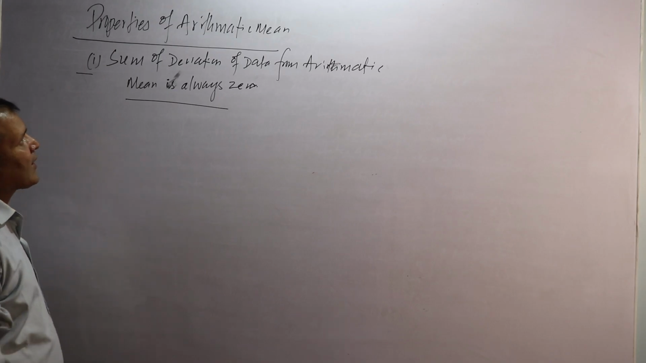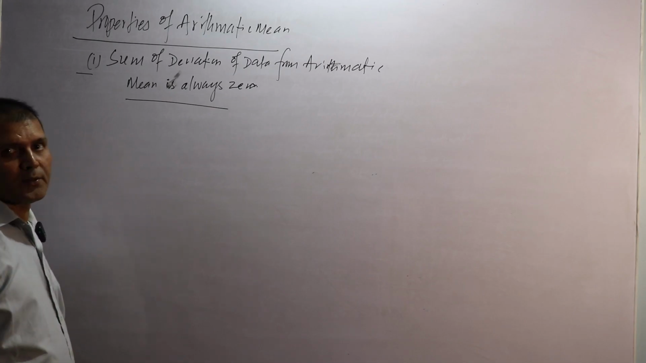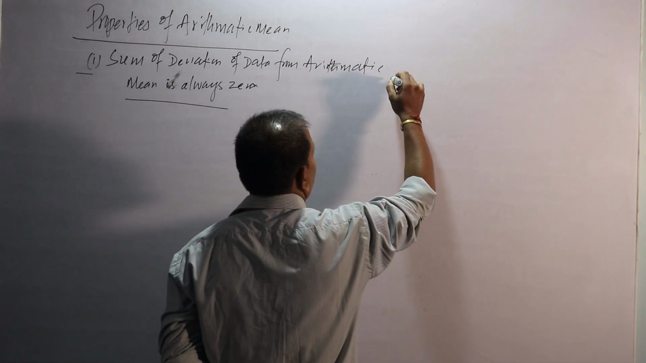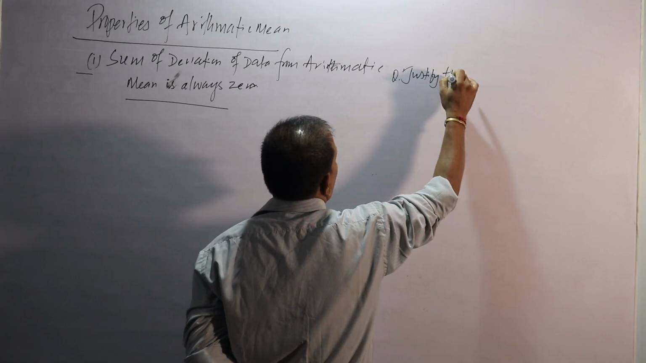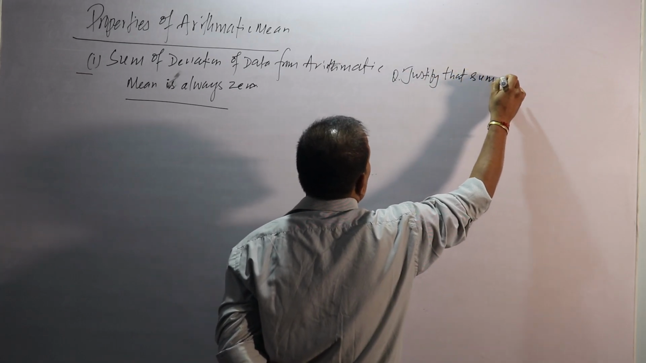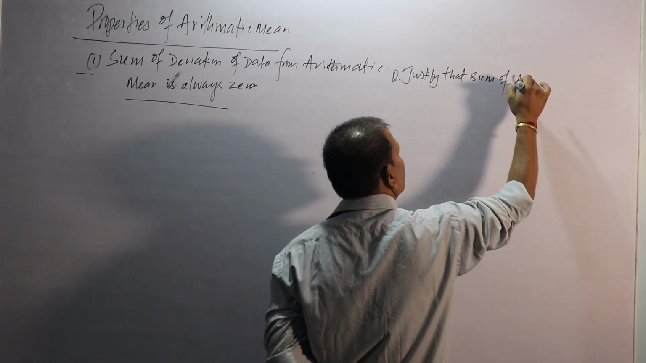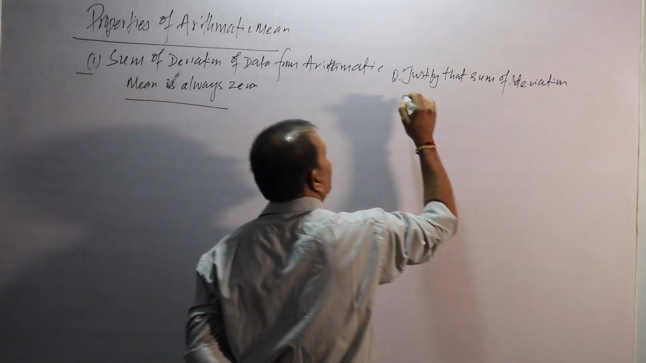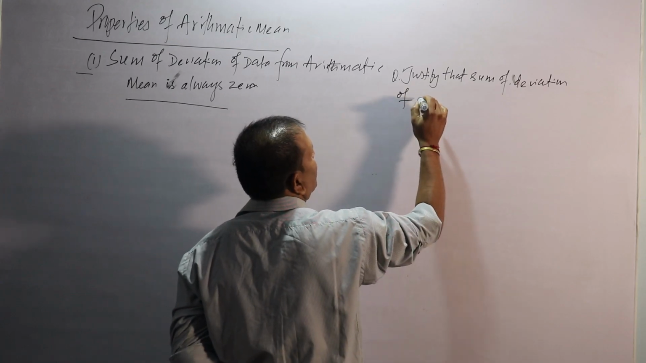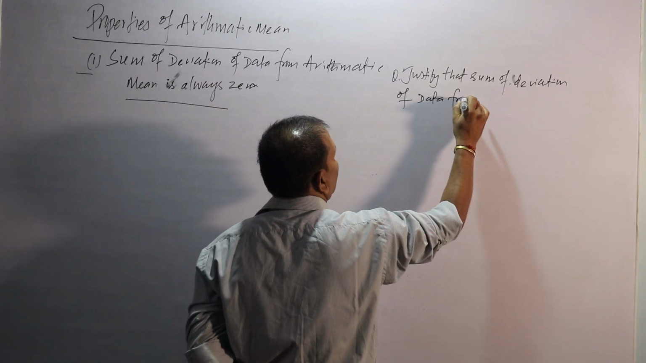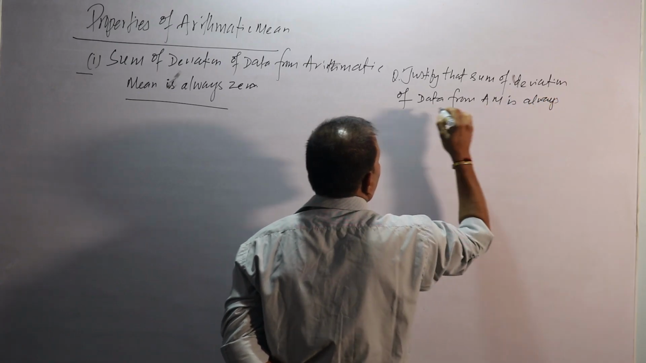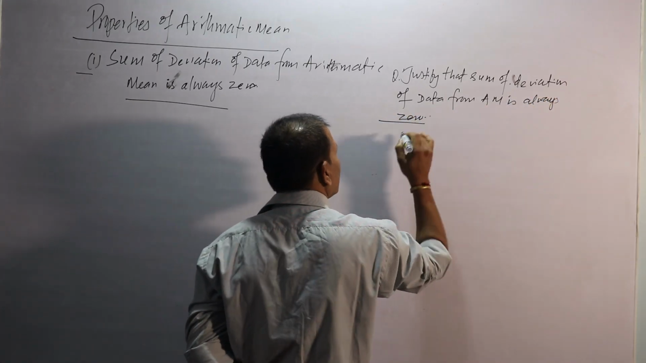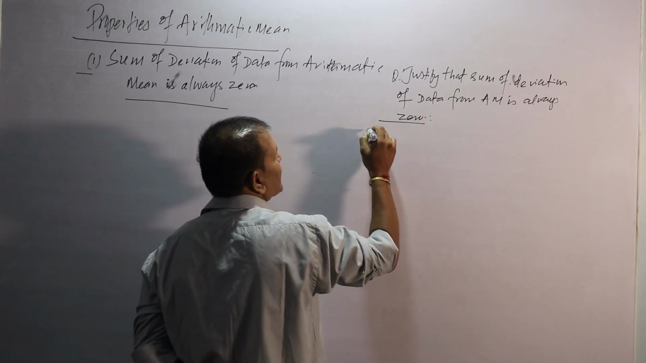But the question asks, justify that the sum of deviation of data from arithmetic mean is always 0. So we can take an example. If the question asks, justify that sum of deviation of data from AM, arithmetic mean, is always 0, for this type of question, we can justify it with an example. Answer, solution.